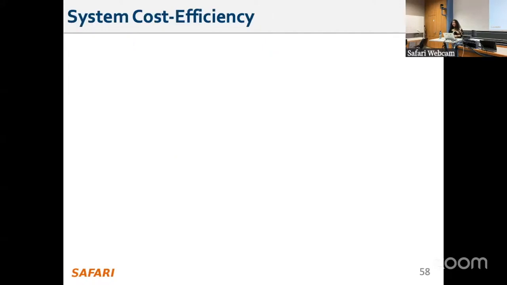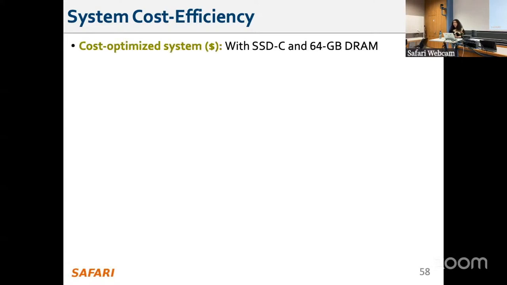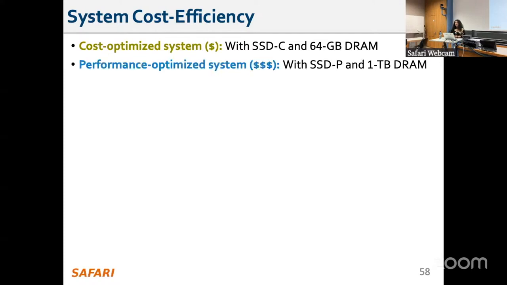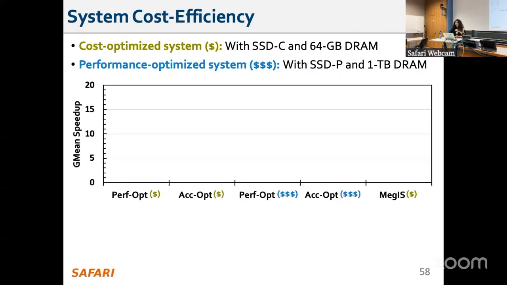So before I conclude, I would also like to talk about an interesting result that shows the potential of these storage-centric systems. And that is the cost efficiency. So let's see how it works. So we consider 2 systems. One is a cost-optimized system with a cost-optimized SSD and 64 gigabytes of DRAM. And the other system is a performance-optimized system with performance-optimized SSD and 1 terabyte of DRAM. Okay? We run the software baselines in the 2 systems, and then see how they will compare to MegIS running on the cheaper system, right?